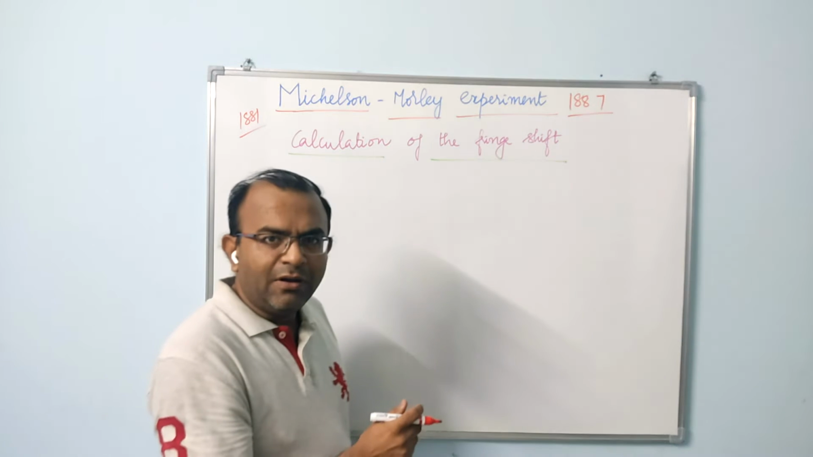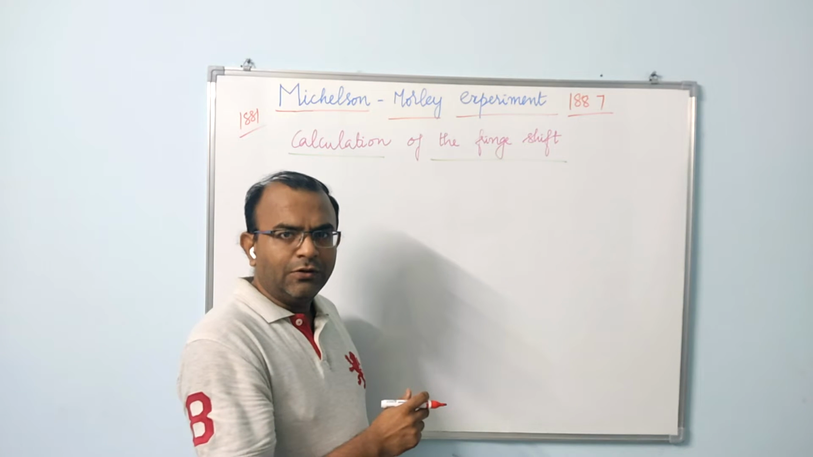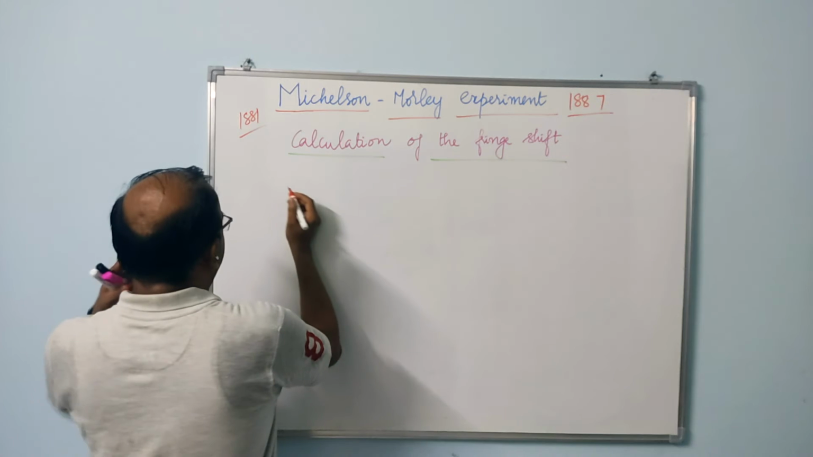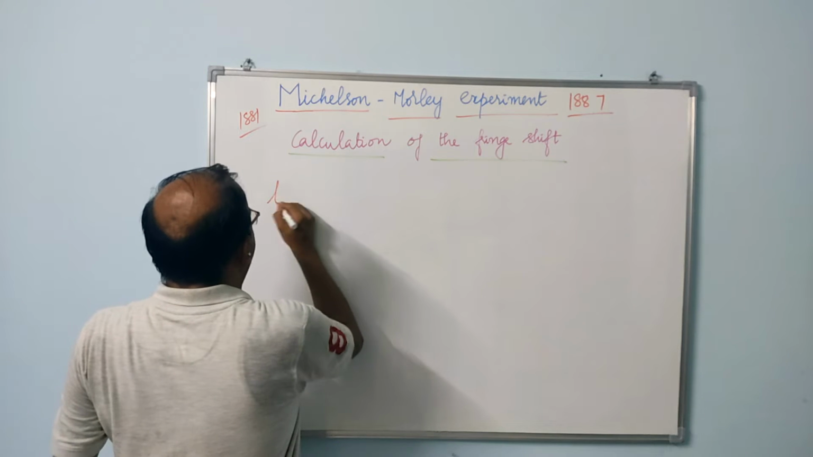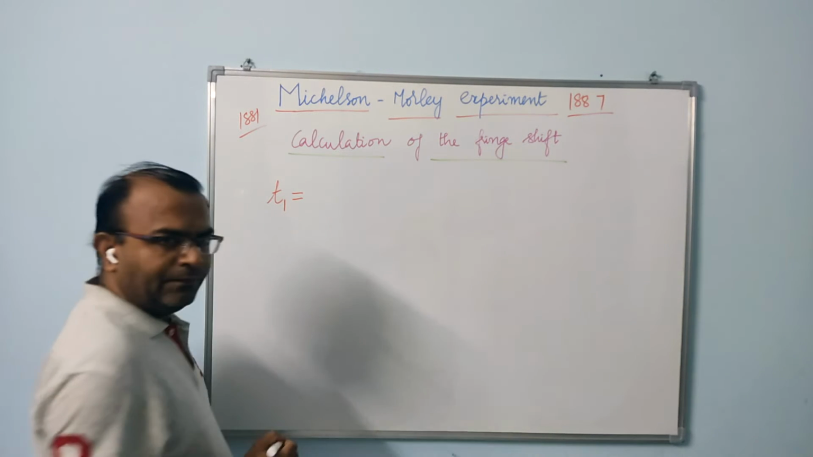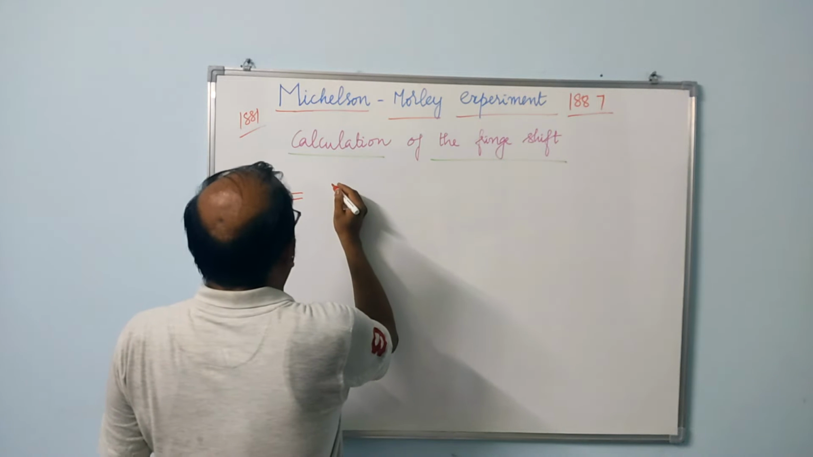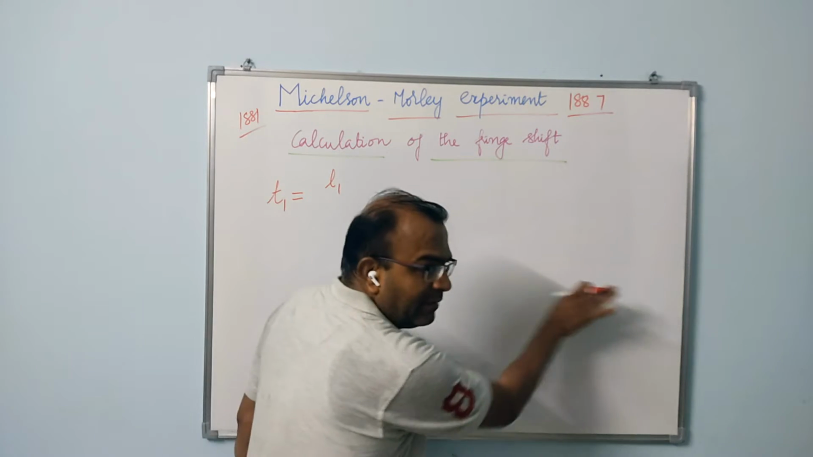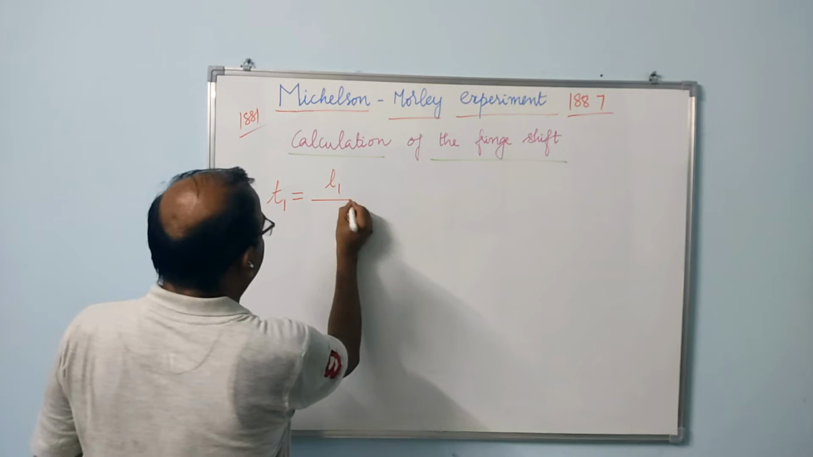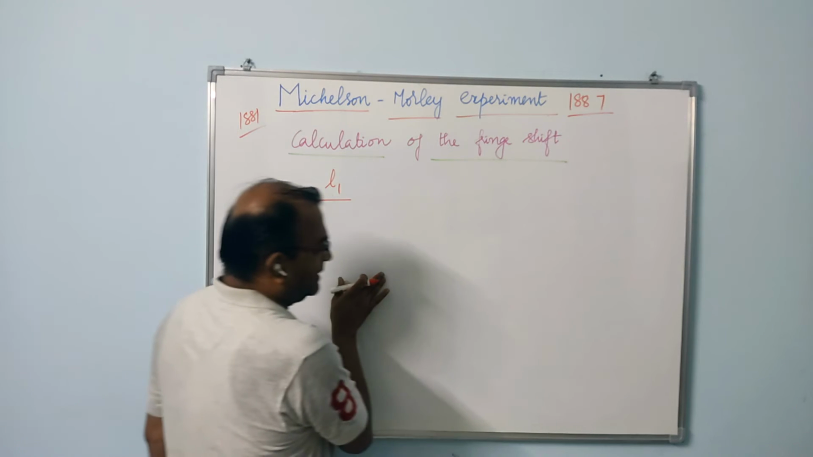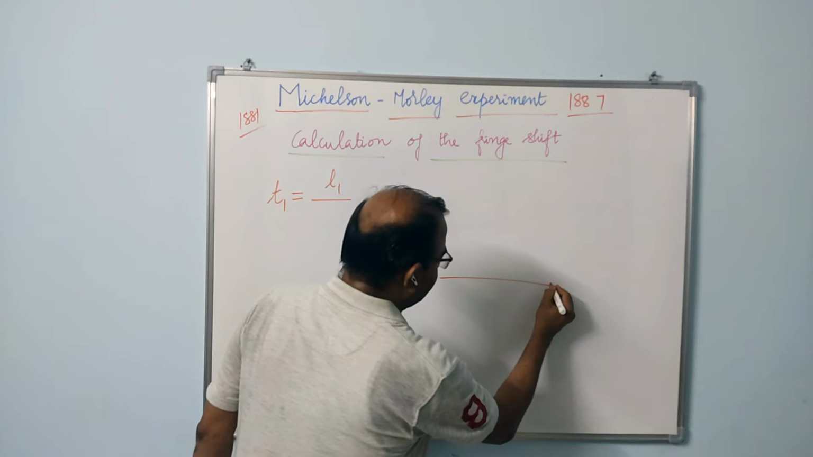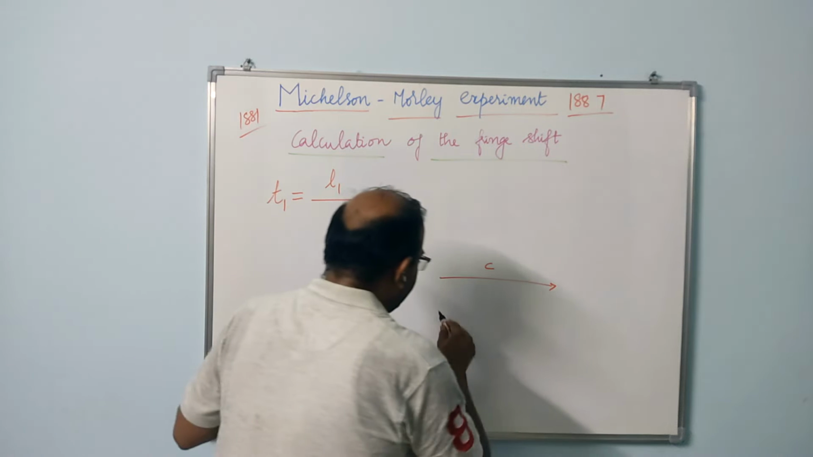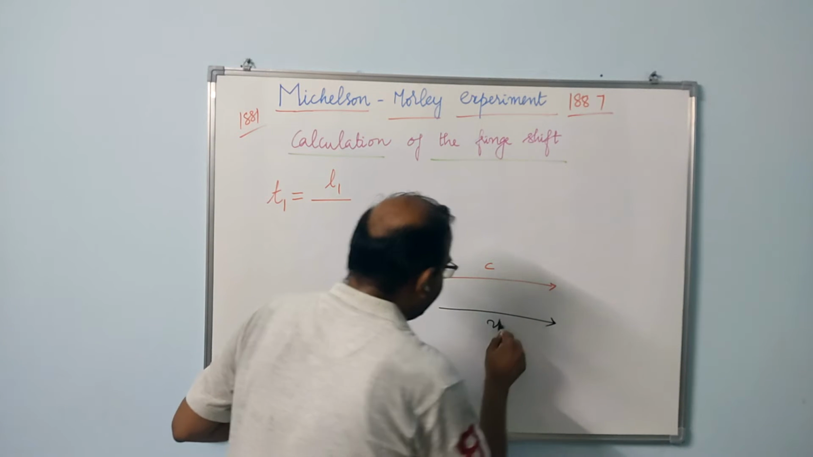Let T1 be the time for the parallel beam to travel between O and Q and back, that is from Q to O again. So let me call that T1, and that is equal to the distance that the forward beam travels, from O to Q, which is L1, over the velocity. The direction of the light beam is this way, that is C, and the direction of Earth's motion is in the same direction, V.